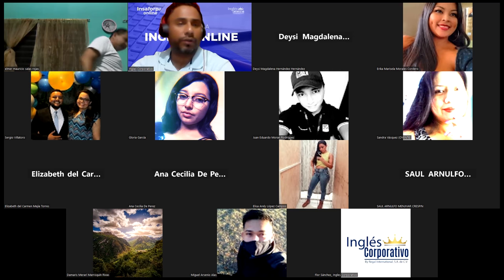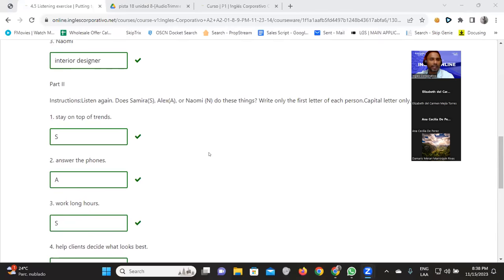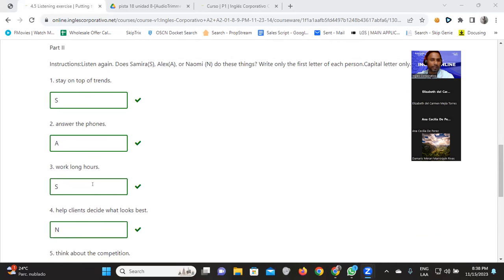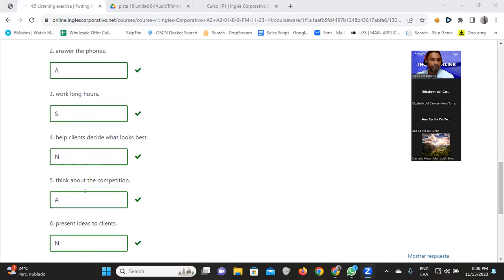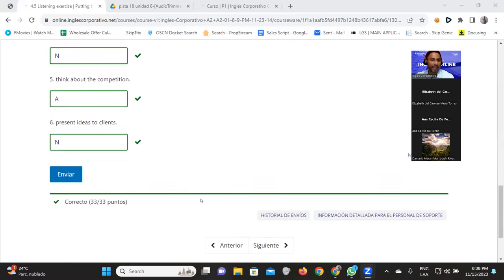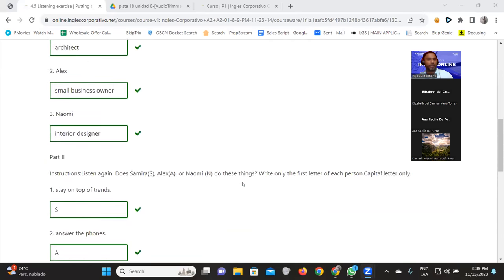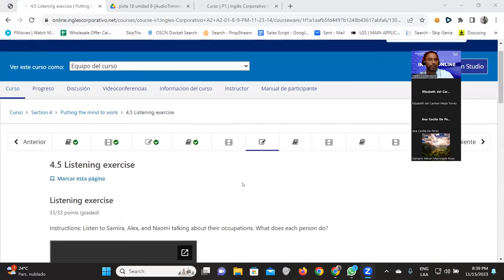All right. So the first one is Samira. Number two is Alex. Number three is Samira. Number four is Naomi. Number five is Alex. And number six is Naomi. Excellent work. Any questions in regards to this activity from section 4.5 listening? Any questions at this moment?